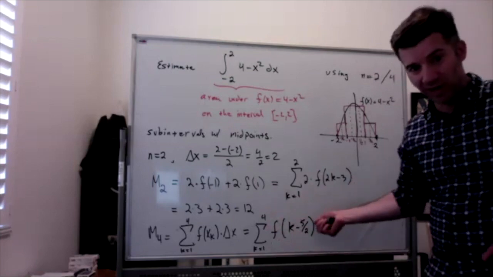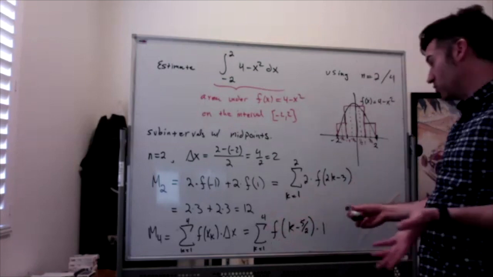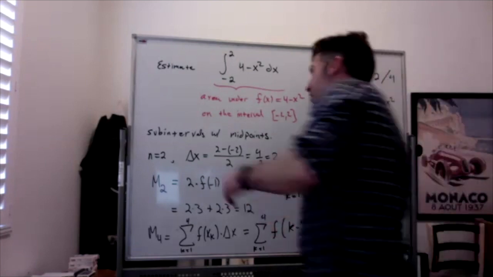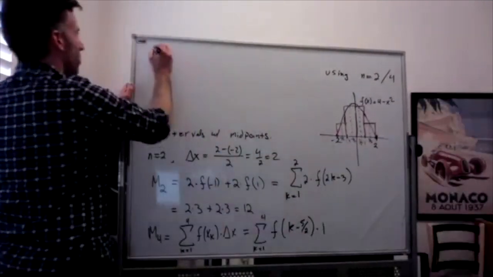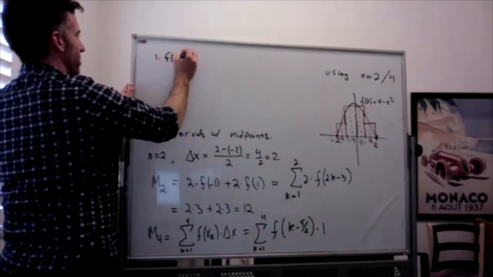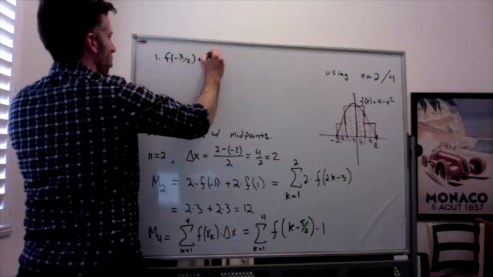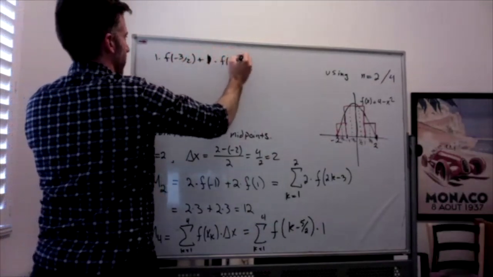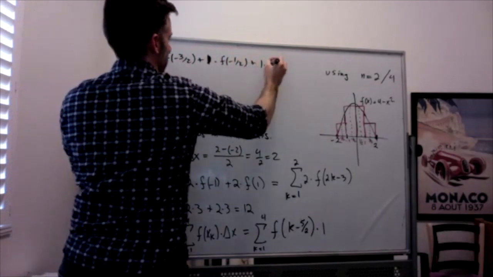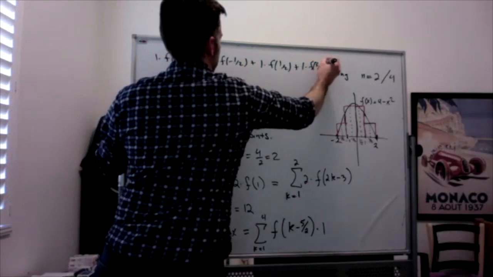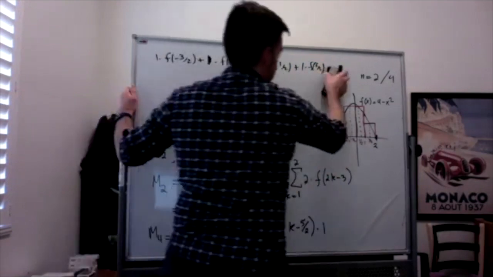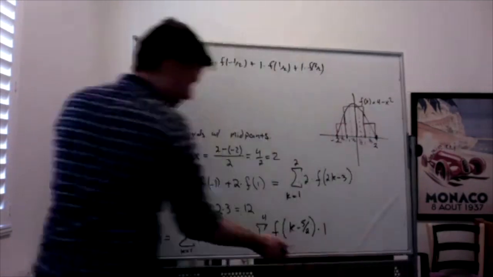Now, I'm not saying you need to write it this way. I'm just trying to show you how you would get from saying we know that we want 1 times f of negative 3/2 plus 1 times f of negative 1/2 plus 1 times f of 1/2 plus 1 times f of 3/2 into something a little more compact. And the way you would do it is to write it like this.